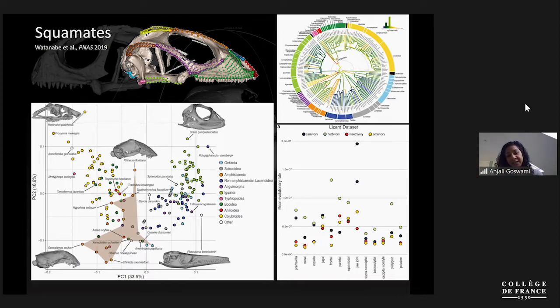In contrast, if you look at lizards, the parts of the skull that really show that pattern are the ones that are the front of the skull, the biting parts of the skull, not the parts associated with opening the mouth. And so we see that despite being closely related and showing lots of similarities in skull form, the different parts of the skull evolve quite differently in these two groups.